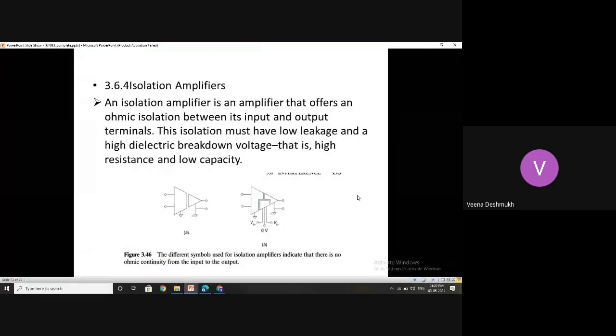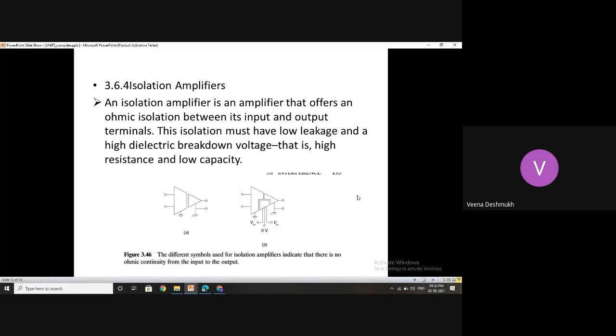Now, what are these isolation amplifiers? Isolation amplifiers, as the name itself says, provide isolation between different stages of the circuit. These isolation amplifiers help in isolating the different voltages and currents. And this isolation helps in minimizing the leakage currents as well. Now, how exactly does this happen?